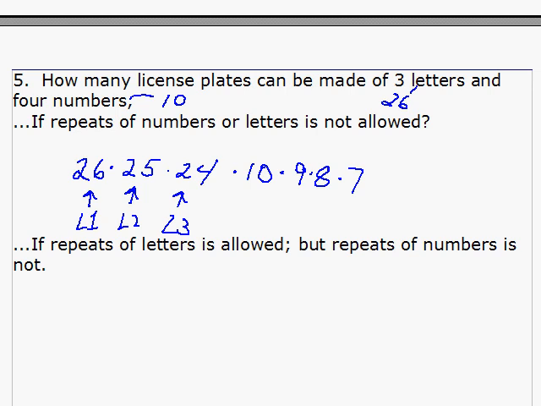Now let's say you could repeat the letters. I just want to show you how that would work. For example, you could have a license plate that goes FFQ, say, something like that. For the first slot for the letters, you have 26 choices. Because you can repeat it, you also have 26 choices for the second letter. And you can also have 26 choices for the third letter. Now when you get down to the numbers, you can't repeat them. So as you go along, you'll have fewer and fewer to choose from.